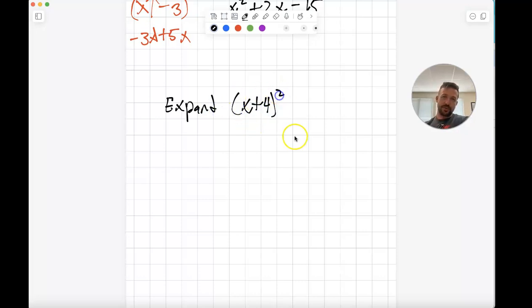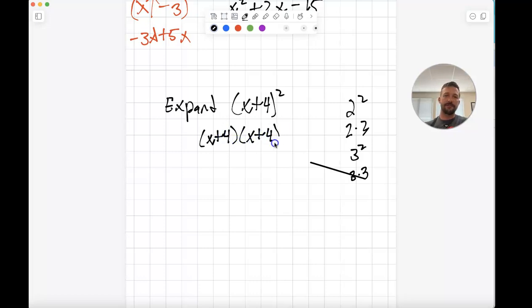x plus 4 squared. So what does squared mean? Like if I do 2 squared, that means 2 times 2, right? If I do 3 squared, that means 3 times 3. Okay, so what this means is x plus 4 times x plus 4. And then we can expand it out, do the same thing as in the FOIL.